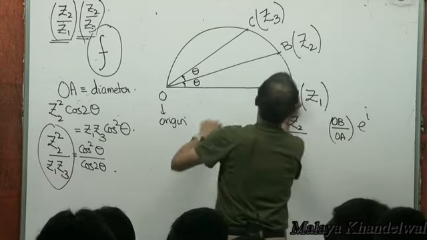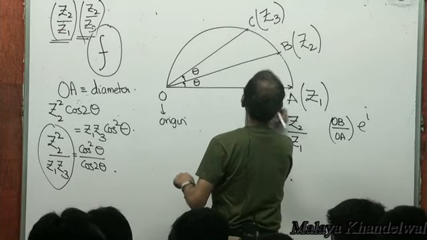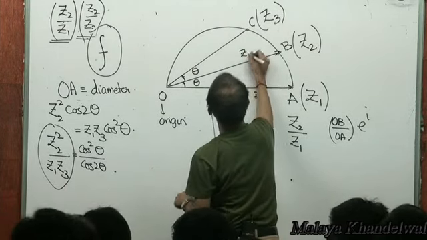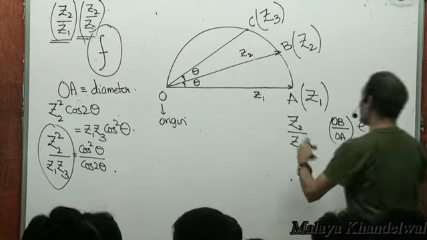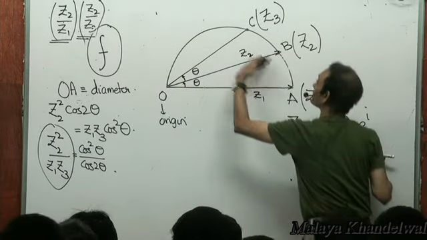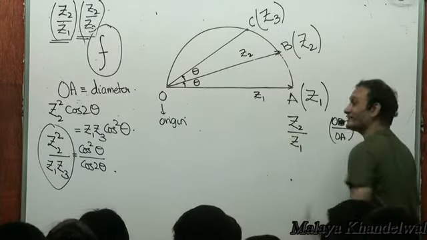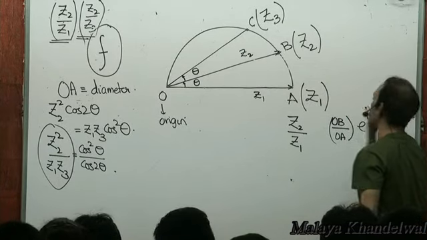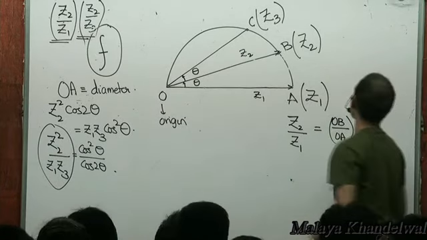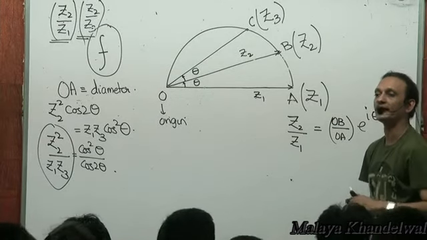Now this is the origin. So this vector is z1 minus 0. This vector is z2 minus 0, because this is the origin. So the amount by which you must rotate z1 minus 0 so that it coincides with z2 minus 0 is theta. So this is e power i theta. So z2 by z1 is OB by OA e power i theta.